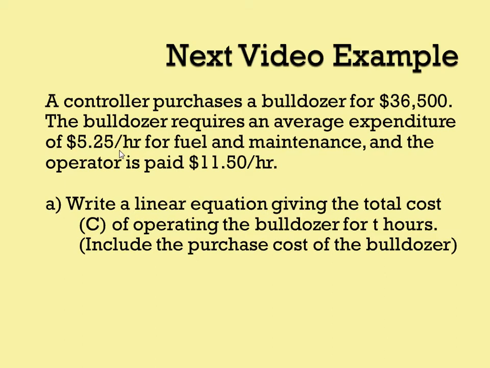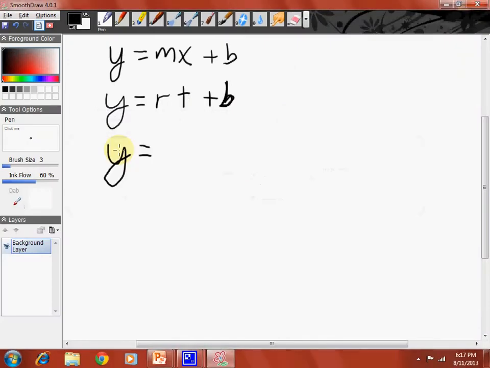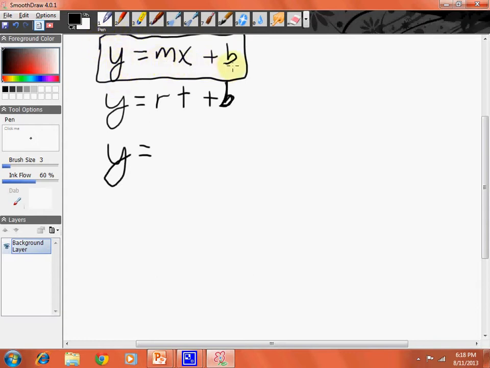Alrighty. So when we talk about these kinds of things and we think of it as a linear situation, like paying something per hour is pretty much linear, we want to think of this equation right here: y = mx + b. If you remember what this is called, this is called the slope-intercept form, because we see the slope and the y-intercept.